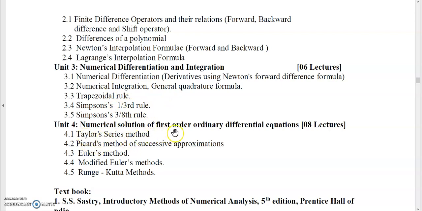Unit 4 is Numerical Solution of First Order Ordinary Differential Equations. If the ordinary differential equation is difficult, in that case we can use a numerical method to solve that equation, so it will be easy for you. Article 1 is the Taylor series method. Article 2 is Picard's method of successive approximation. Then there is the Euler method, the modified Euler method, and the Runge-Kutta methods. By these methods you can solve ordinary differential equations easily.